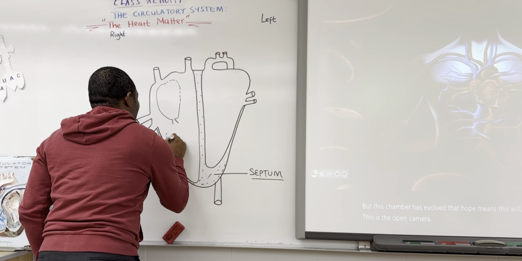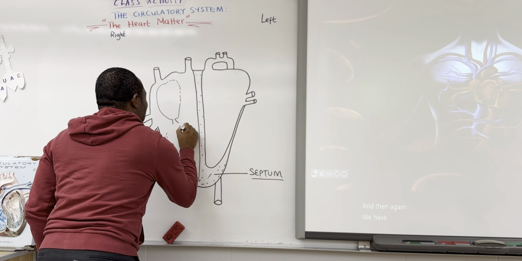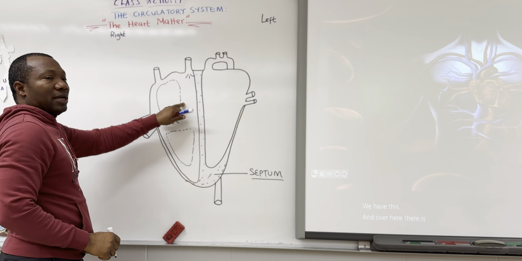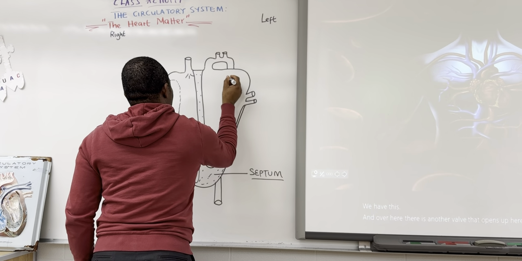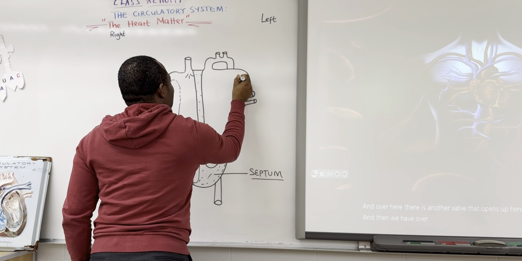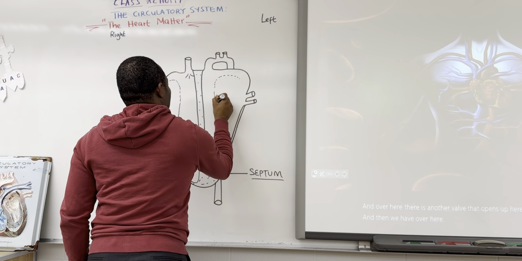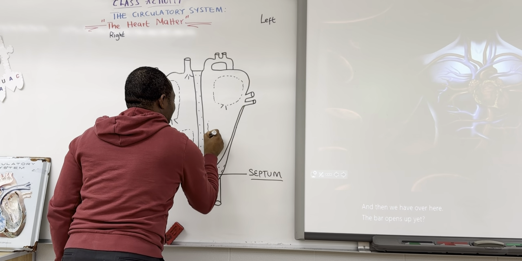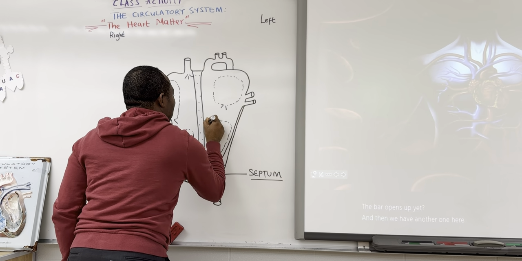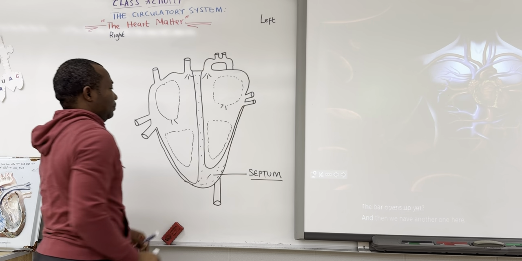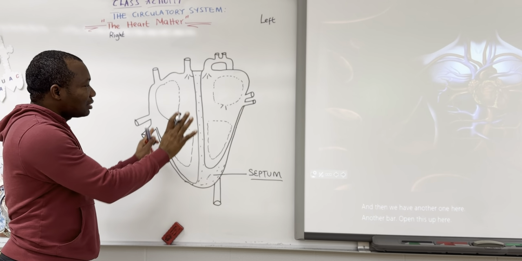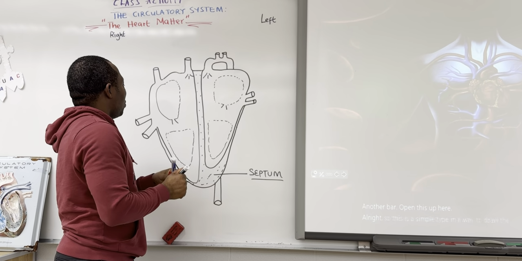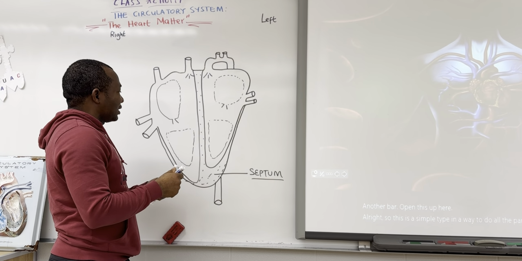And then again, we have this. And over here, there is another valve that opens up here. And then we have over here a valve opens up here. And then we have another one here. And another valve opens up here. All right, so this is a simplified way to draw the heart. And so you look over here, what you start looking at.